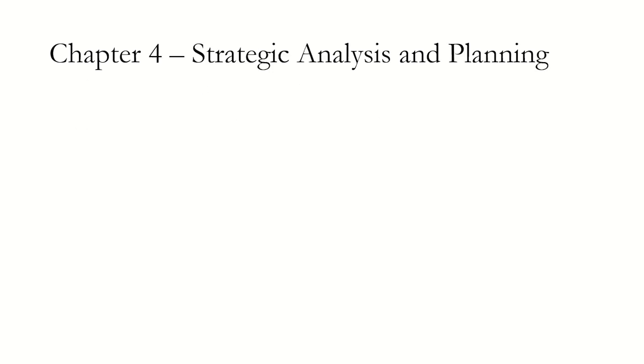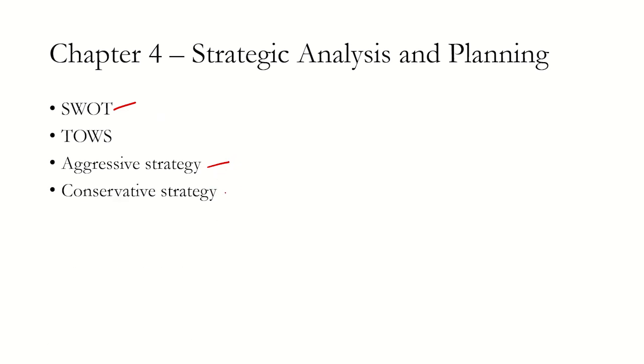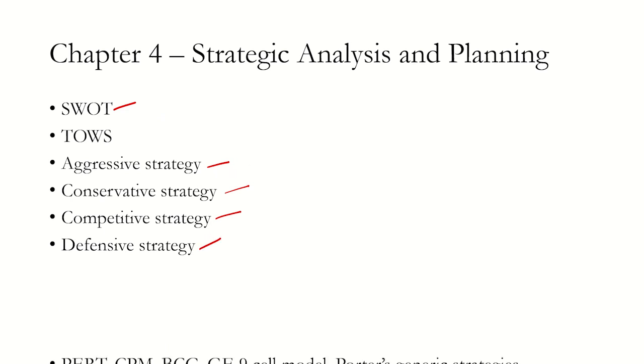In the next chapter, that is chapter number 4, we will have strategic analysis and planning. Here we start with SWOT. Like all of us know, SWOT stands for strength, weakness, opportunity and threat. Followed by TOWS. In that we have 4 approaches or 4 strategies. The first one being aggressive strategy, second one being conservative strategy, third one is competitive strategy and fourth is the defensive strategy. We will be studying all the 4 strategies that we have.